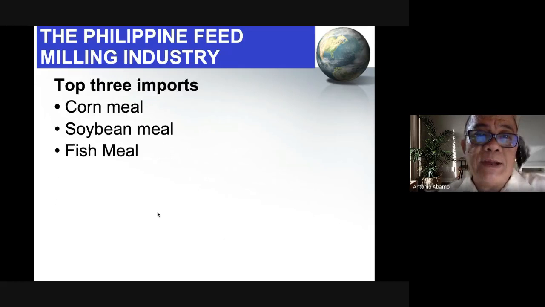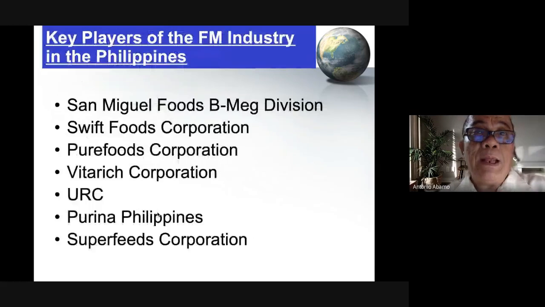Top three imports: corn meal, soybean meal, and fish meal. Fish meal is a source of protein. Corn is the source of carbohydrates. Fish meal and soybean meal are protein sources for feeds. Okay? Now, key players in the feed milling industry in the Philippines. As we have said, these are the key players. I have mentioned them a while ago: San Miguel, Swift Foods, or shall I say Pure Foods, Vitarich, Universal Robina, and then Purina and Superfeeds Corporation.